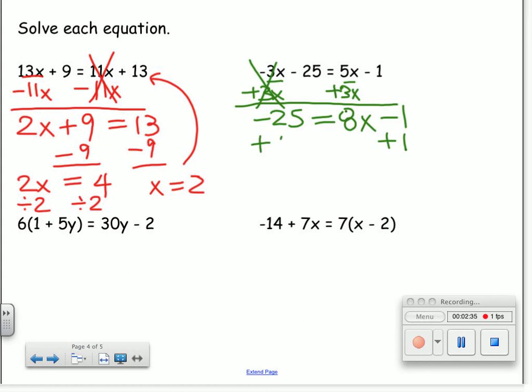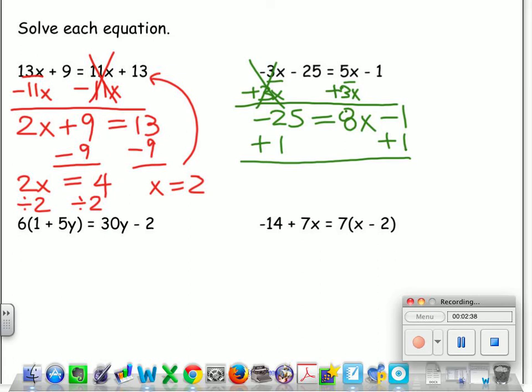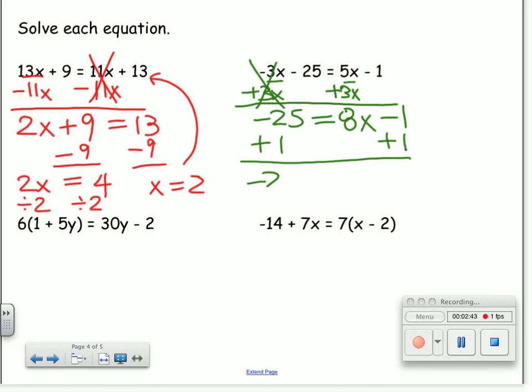Now I add this together, and I end up with negative 24 is equal to 8x. So I'm going to divide both sides by 8. When I do that, I end up with x is equal to negative 3. If I plug that in up here, negative 3 times negative 3 is 9 minus 25, so that's negative 16. And then negative 3 times 5 is negative 15 minus 1, which is negative 16.